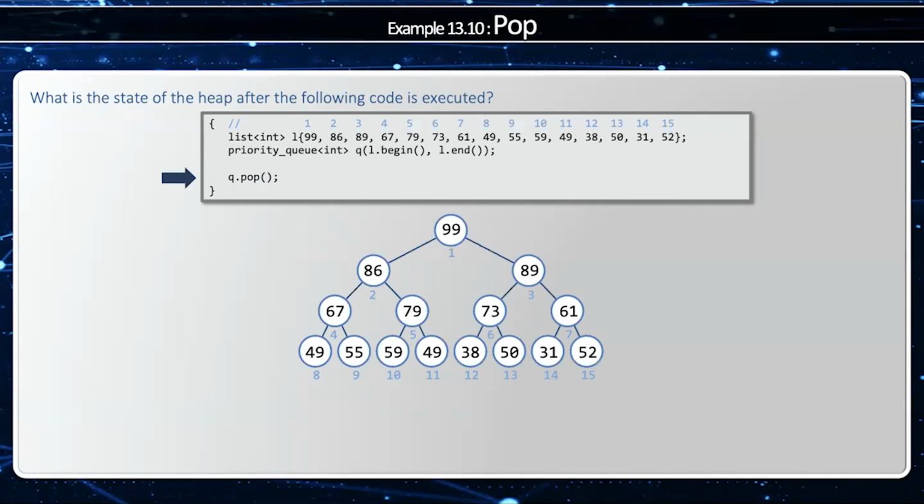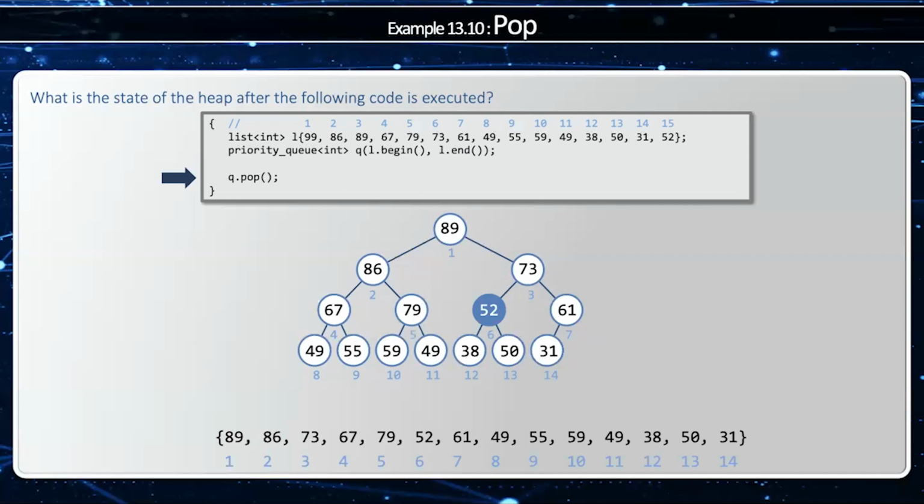Now, when I say pop, then I'm going to swap 99 with 52, and then remove 99. So now 52 needs to be percolated down. And once again, 89 is going to be bigger, and then 73 will be bigger. And now it looks like 52 is actually greater than or equal to 38 or 50, so I'm finished. When I'm finished, my heap will look like this: 89, 86, 73, 67, 89.